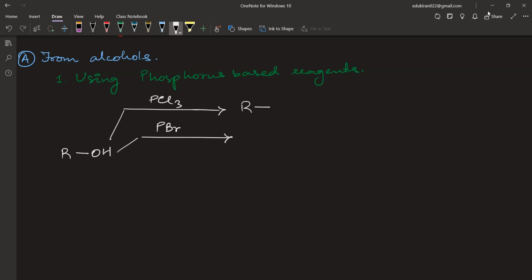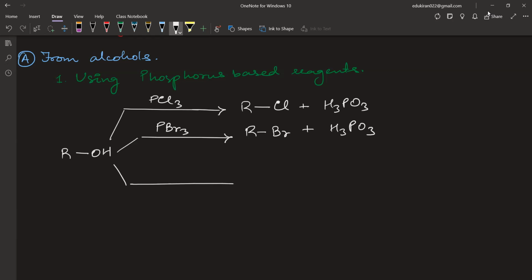RCl, very good. So as you can see, directly from the reagent you will get RCl. In the second case, you will get RBr. And in both cases, the byproduct will be H3PO3. So these are the two reagents.